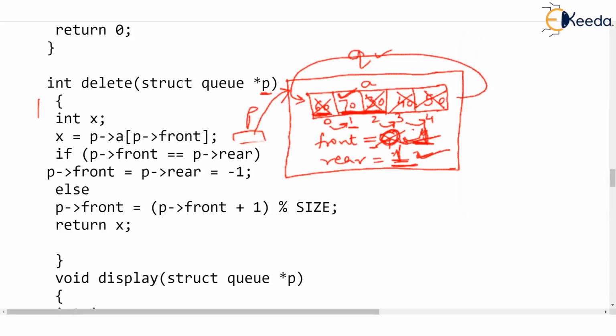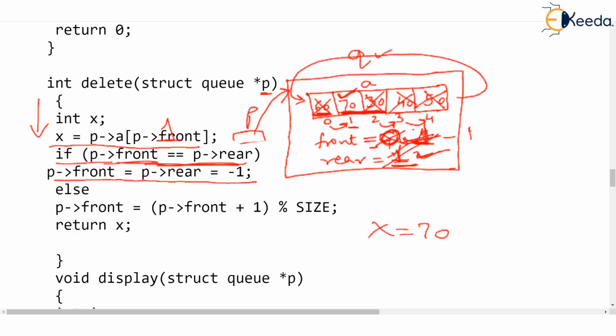If you call delete, x will be equal to 70 because front is 1 and a[1] is 70. And then we check, is p->front equal to p->rear? You note both are 1 now. What that means is there is only one element in the queue and even that is getting pulled out. So after deleting that only element pending, we should make front equal to rear equal to minus 1. So both front and rear become minus 1.